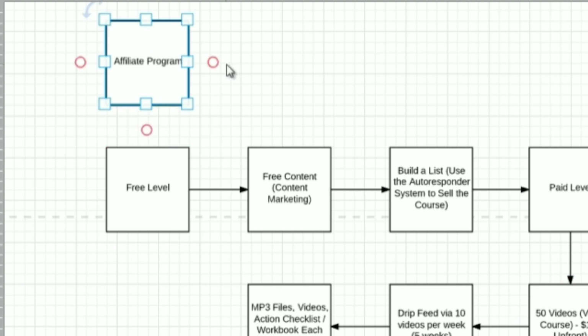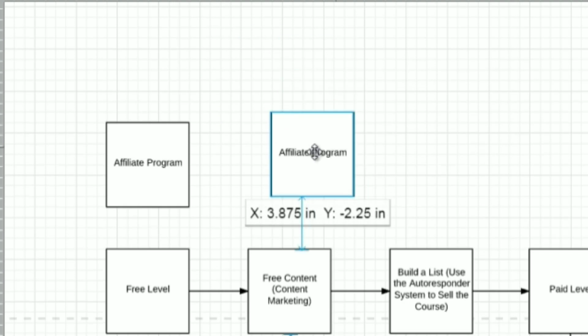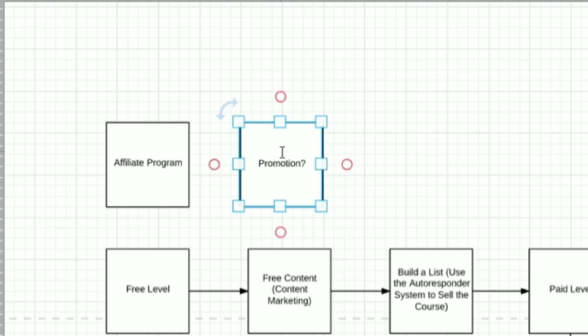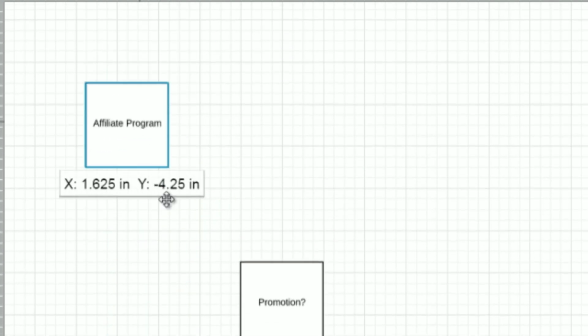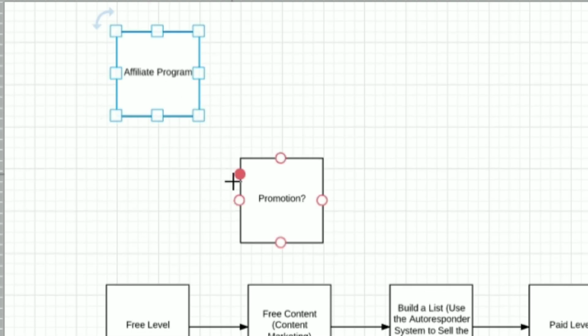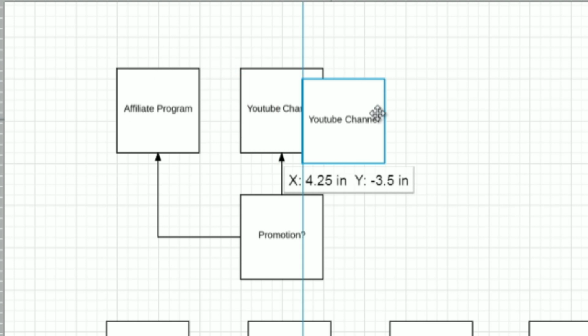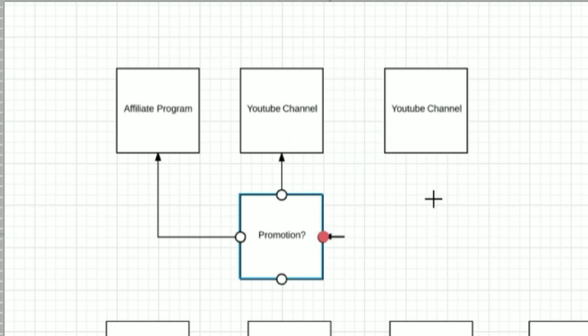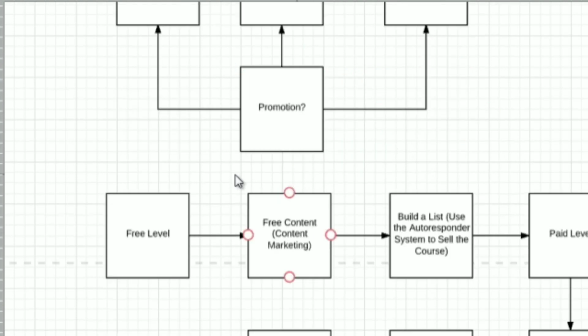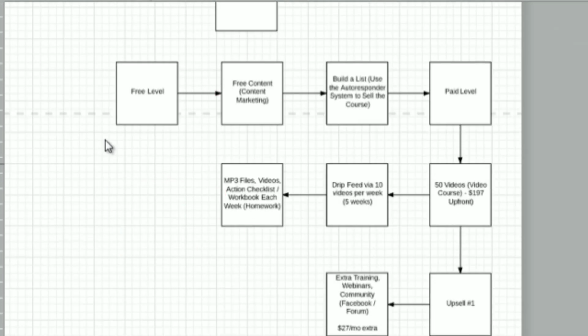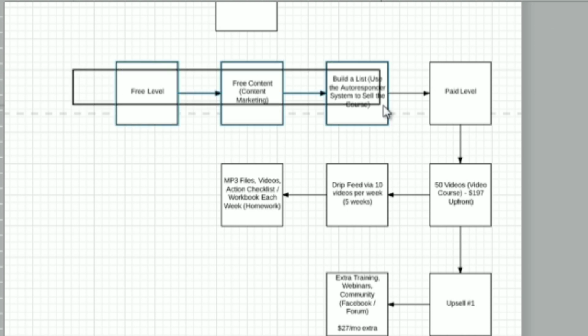We can even add things like, how are we going to promote it? Which is actually part of the affiliate program. That could be affiliate program. We could have a Facebook fan page. And there we go. So I'm not going to connect the promotion side to it yet, but I'm going to kind of color code it now. So this is the free level.